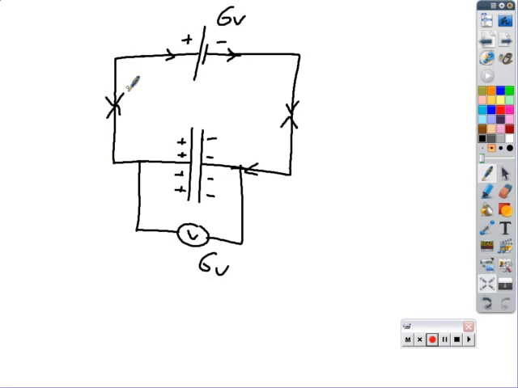So, what type of circuit is this? AC or DC? Robert? DC.